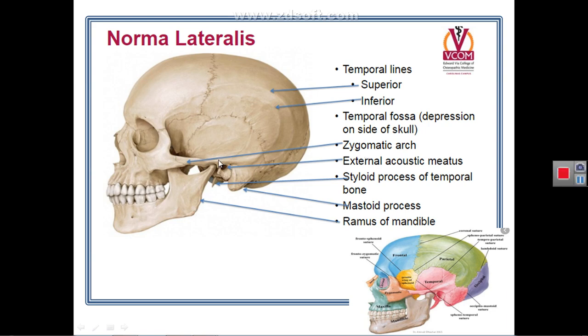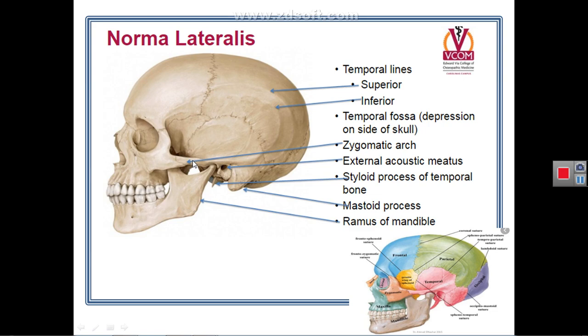However, we have certain features that are not related to the norma lateralis. They are in a specific region, features located in the gap deep to the zygomatic arch. You know, the space deep to the zygomatic arch connects the temporal fossa here with the infratemporal fossa deep to the ramus of the mandible. And I will show you a figure closer to this region, that is the region deep to the zygomatic arch.